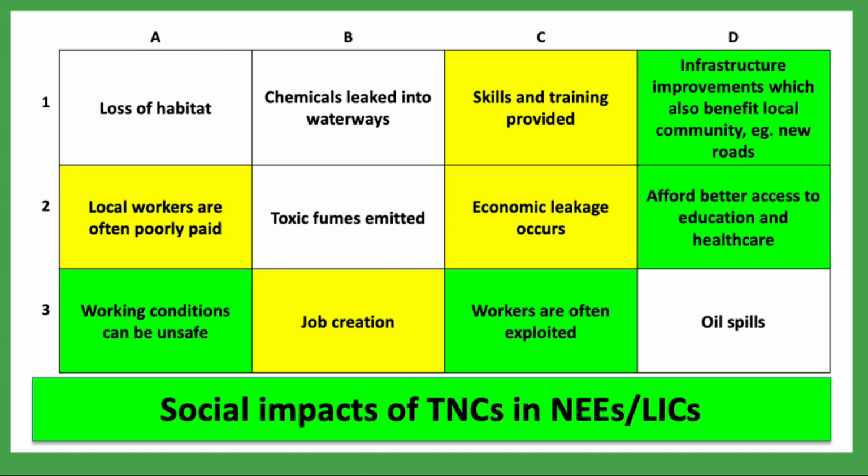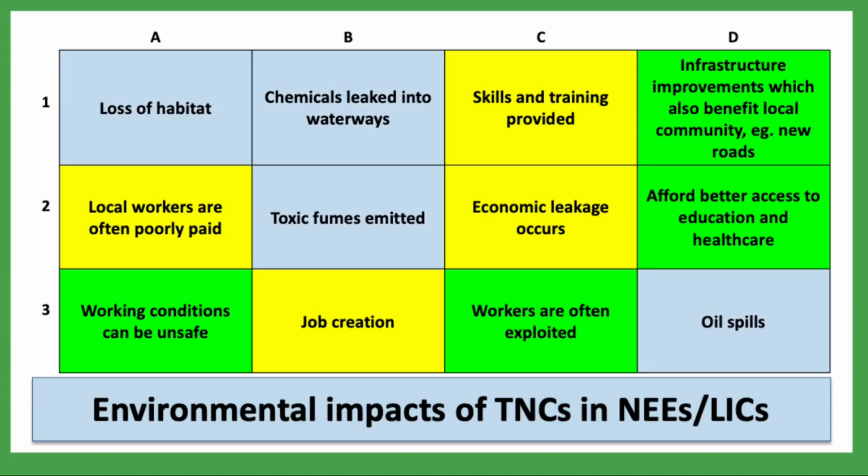In terms of social impacts, we've got working conditions can be unsafe. Workers are often exploited. But there is infrastructure improvements which also benefit local communities. So, for example, new roads might be built, and it does mean that people can afford better access to healthcare and education because people generally are earning a little bit more money working for TNCs than perhaps if they were working on farms.